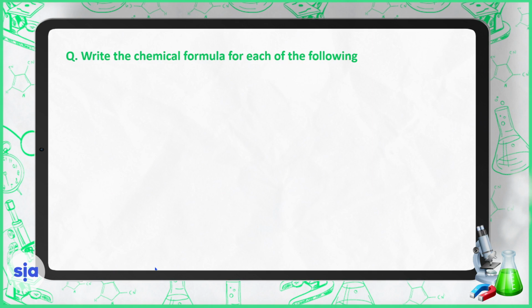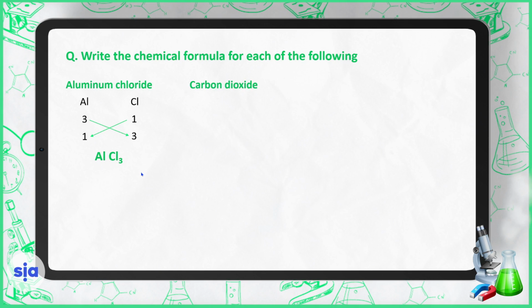Now let's do some practice. Write the chemical formula for each of the following. Aluminum chloride. This is the written formula. This is the symbolic. Aluminum, Al, and chloride is Cl. This is the valency. Aluminum valency is 3 and chlorine is 1. We will interchange the numbers, so we will put the 1 under the Al and the 3 under the Cl. Here we go, AlCl3.